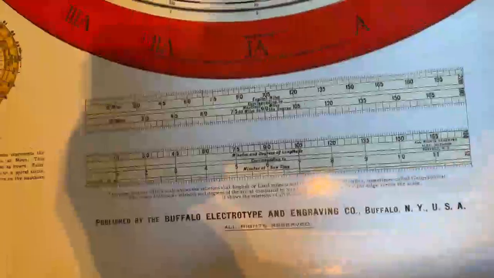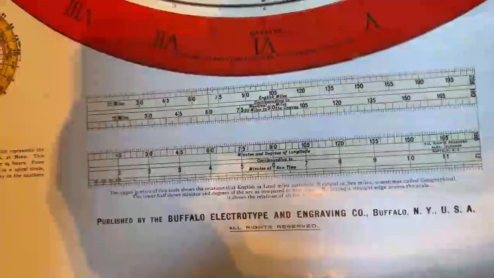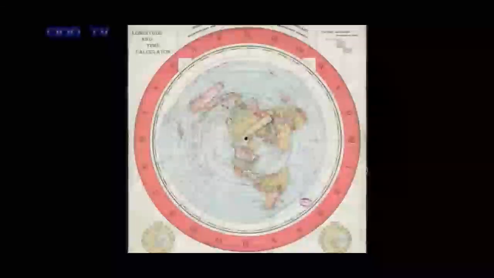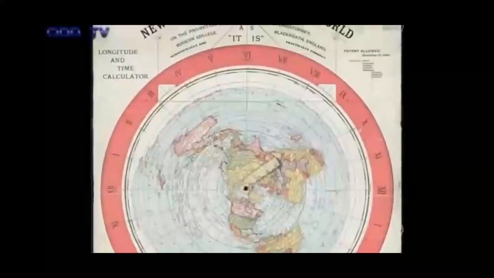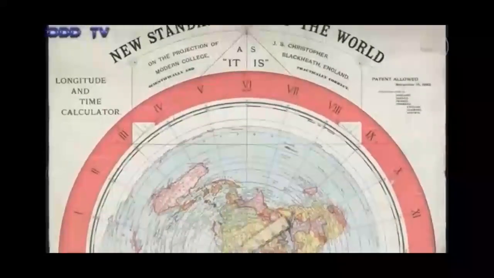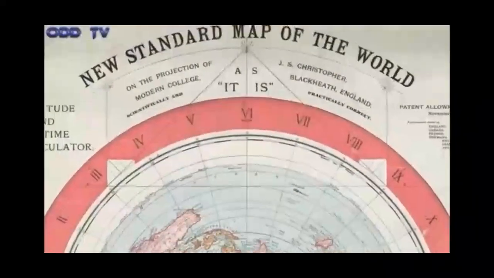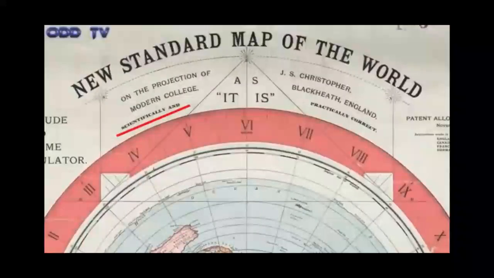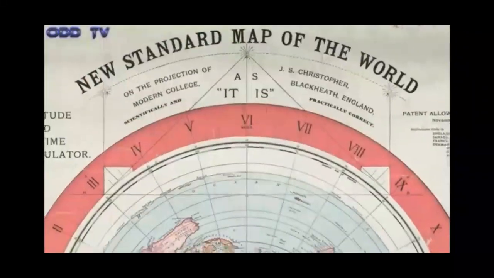Hey, Professor Dave, there's your scale. You gotta know how to read it. You gotta be a little intelligent. From 1892 that states at the top that it's scientifically and practically correct as is. We see this Antarctic ice rim.